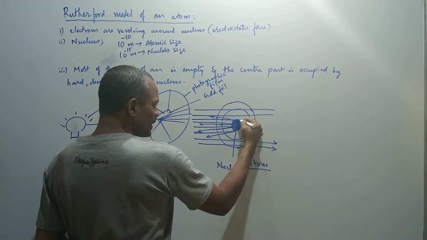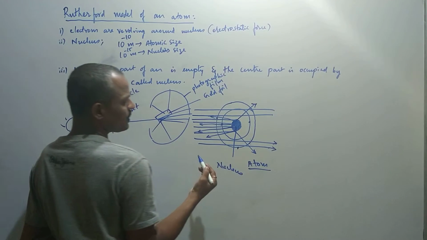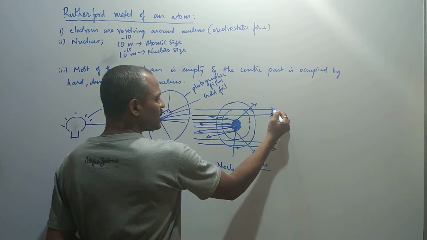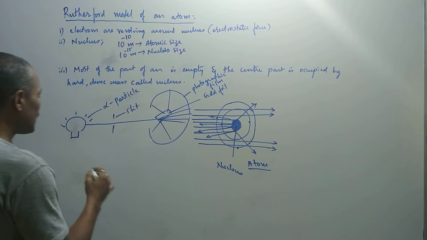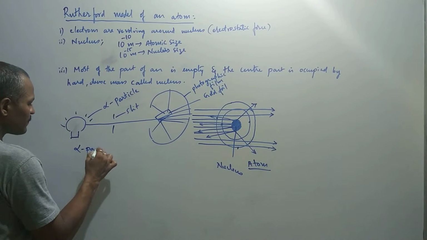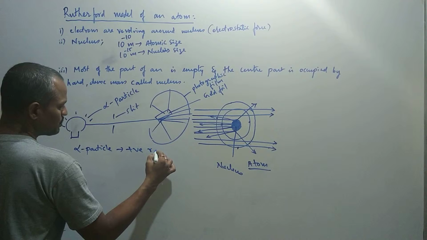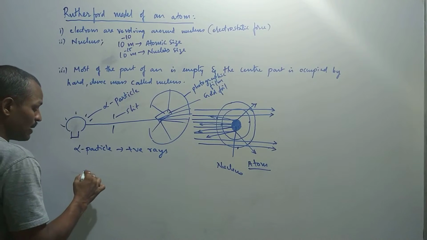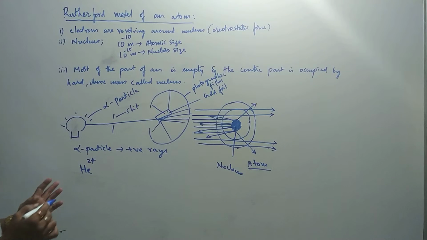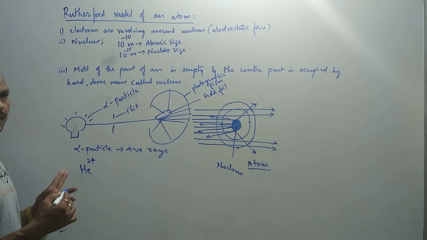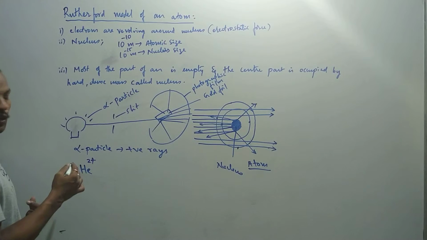And what are all fallen at the edge? Those deflect with a certain angle, and most of the radiations pass through the empty space. We know that alpha particle is a positively charged ray. How is it made? From helium. We know that the atomic number of helium is 2. If 2 electrons are removed from the helium atom, then it will possess 2 plus charge.